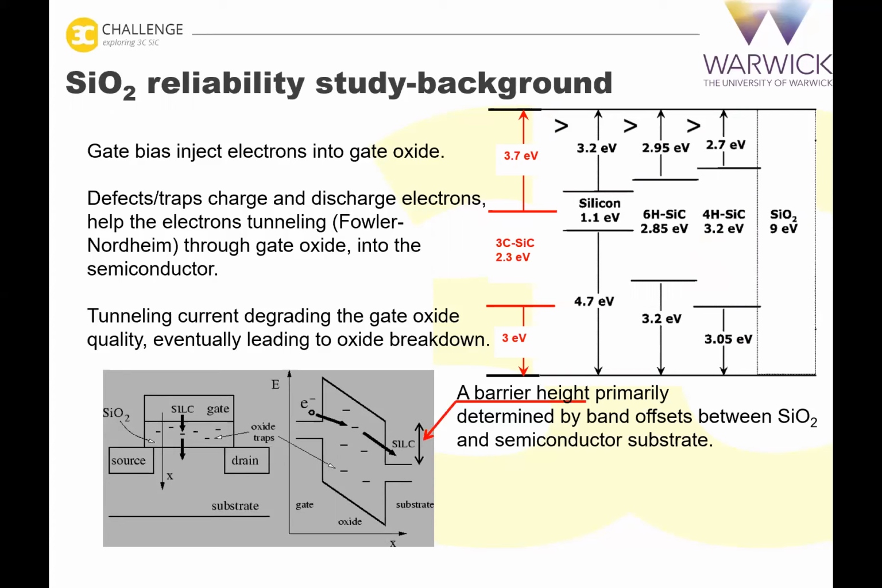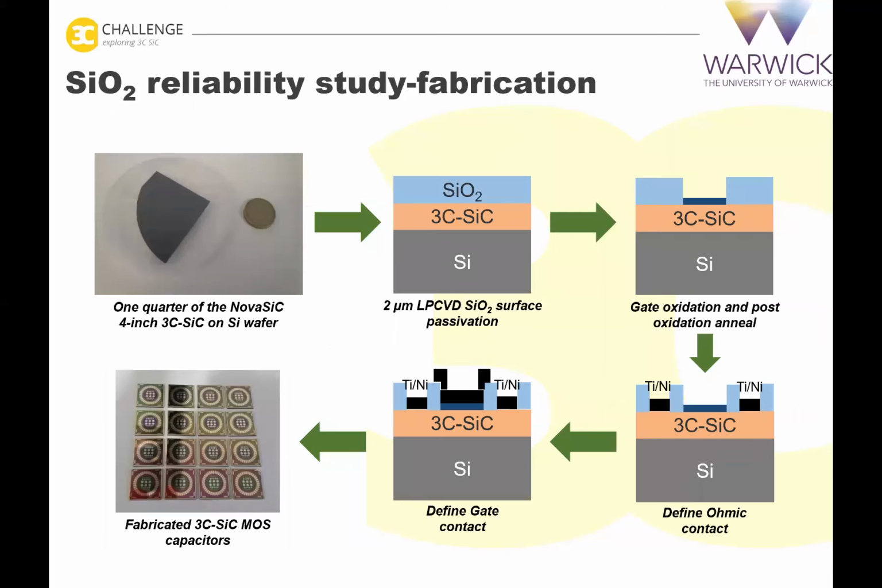So from this band diagram on the right, we can see that the offset between 3C and silicon dioxide is the largest compared with 4H or even silicon. So it means there's a good potential for 3C to achieve a more reliable gate oxide.